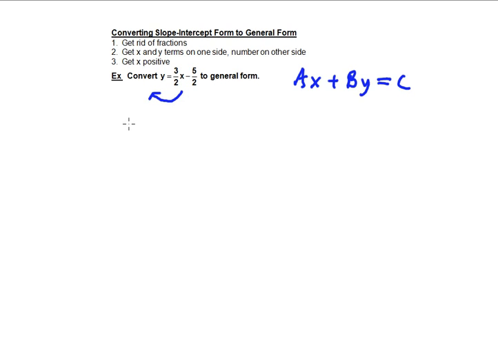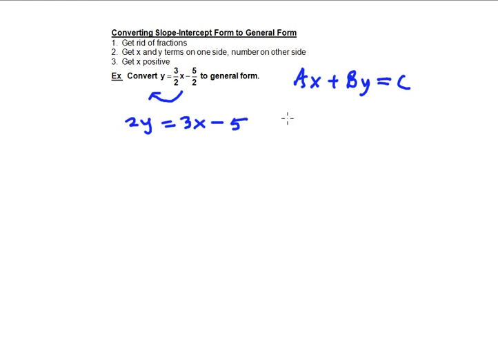So I'm going to multiply both the left and the right hand side by 2. And when I multiply by 2, I get 2y on the left is equal to, and then 2 times 3 halves is going to just give us 3 times the x, and then minus, and then 2 times 5 halves will give us just 5.